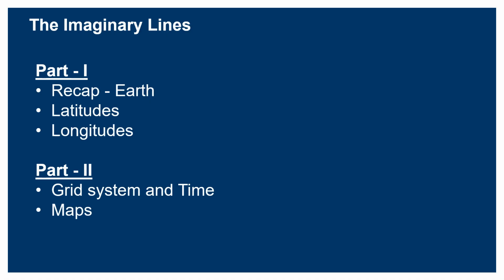So in this chapter, the imaginary lines, we split this chapter into two parts. In part 1, we will cover a recap of Earth that we studied last year, and along with that we will study latitudes and longitudes. And we'll also make another video on part 2, which will cover grid system and time and maps.